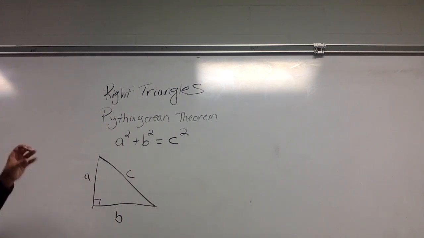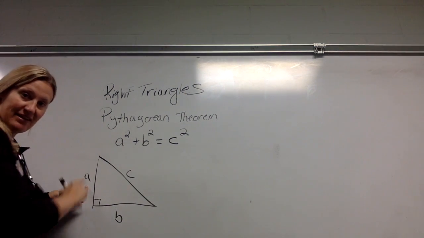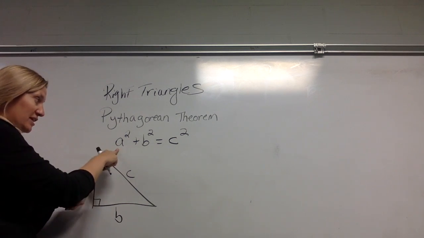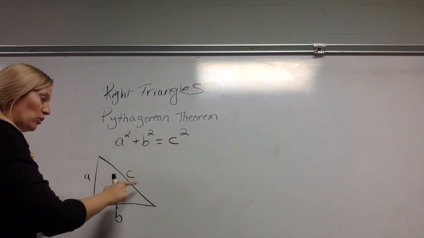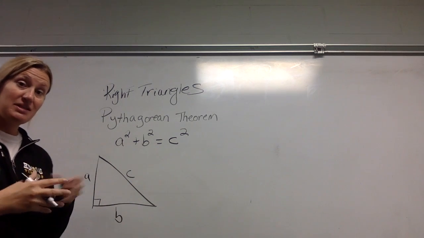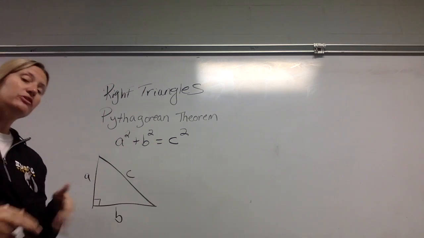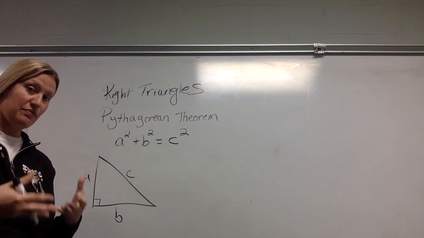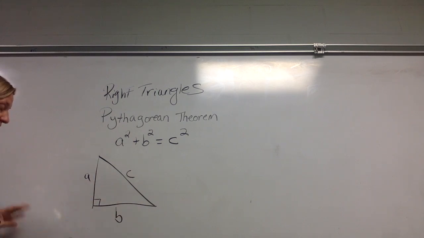Okay? And so basically what it is saying is if you were to take this side length, if this was a number, and square it, and add it to this side length and square, it would be equal to this side length squared. What that does is enable us to find missing side lengths. So if I have 2 of the 3, I can plug those numbers in and solve this equation to get the third. Now, these side lengths have names.